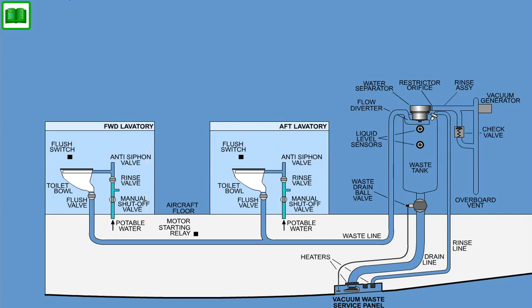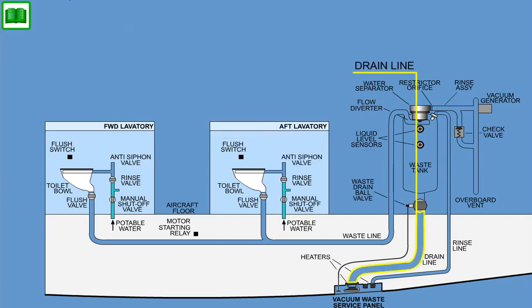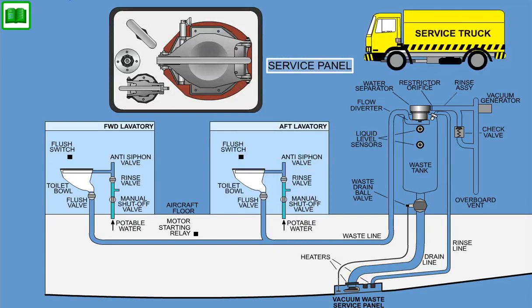The waste tank can be drained through a drain valve, drain line, and service panel into a service truck. After the tank has been drained, it will be cleaned with water supplied through the service panel to a rotating rinse nozzle in the waste tank.